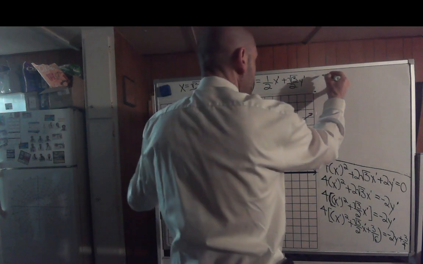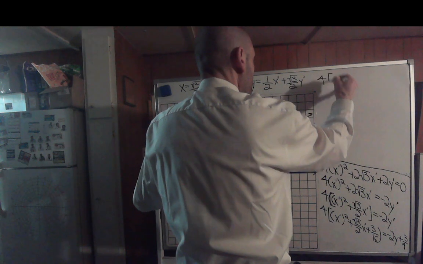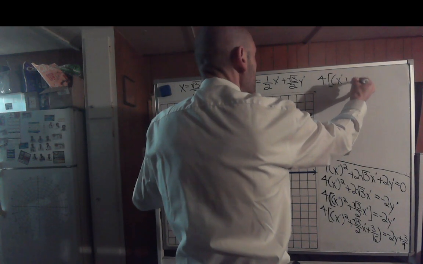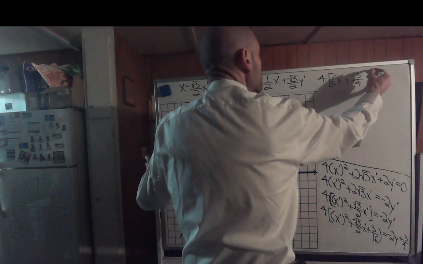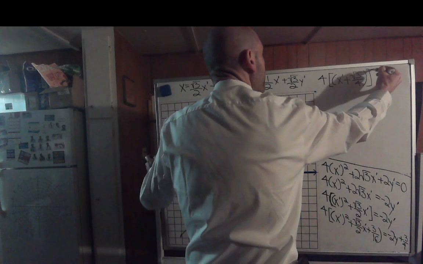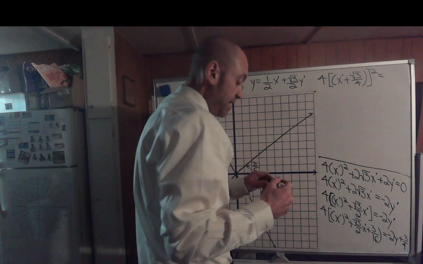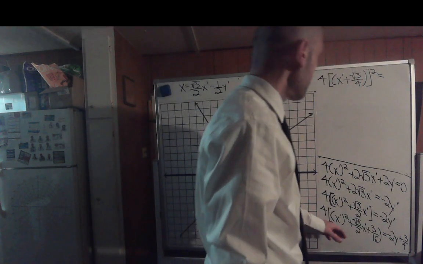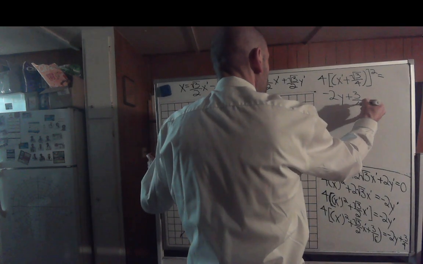So you'll end up having 4 times this quantity of x prime plus the square root of 3 over 4 squared is equal to... Now, your y variable should always have a linear term. Well, first, let's just set what this is equal to. Negative 2y plus 3/4. Okay?